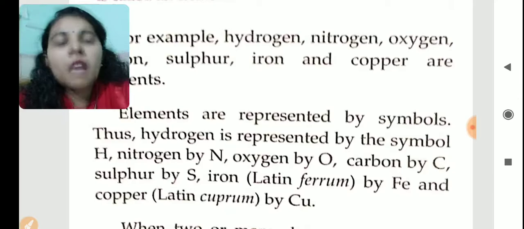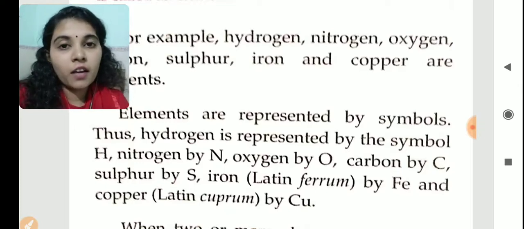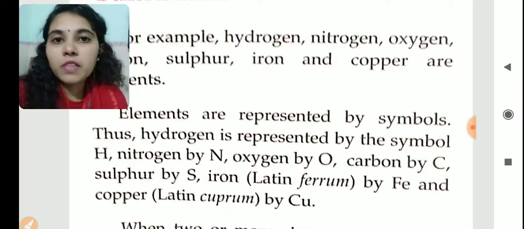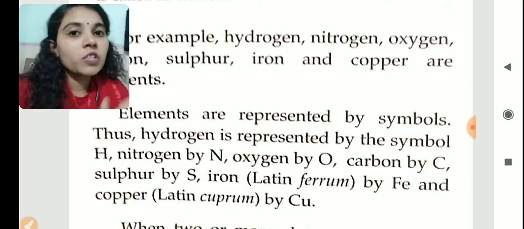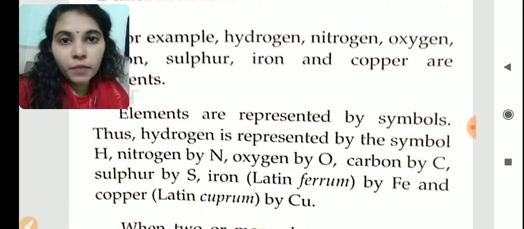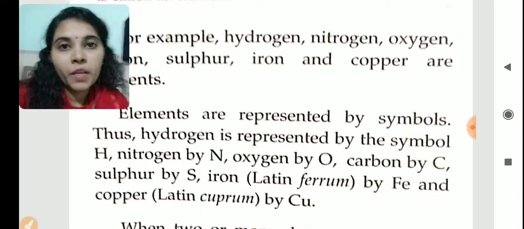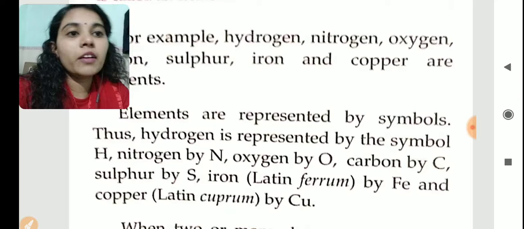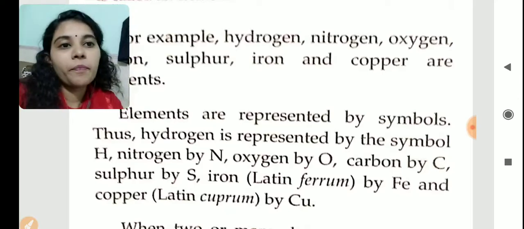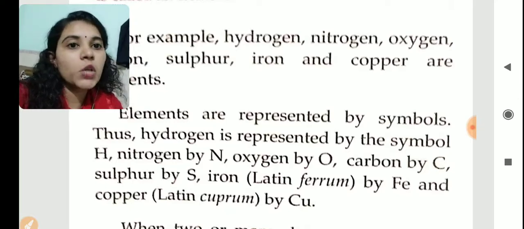Okay. Then carbon's symbol is capital letter C. Sulfur's symbol is capital letter S. And iron, I-R-O-N. For iron we will not use capital letter I, because iron has a Latin name. Iron was first discovered in another place where they gave it a Latin name, that is ferrum, F-E-R-R-U-M. From that we have taken F and E. Fe we have taken for iron. Okay, Fe, iron. And copper has a Latin name, cuprum. From that we have taken Cu.